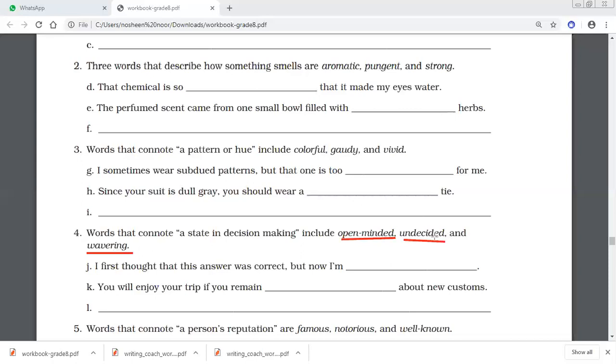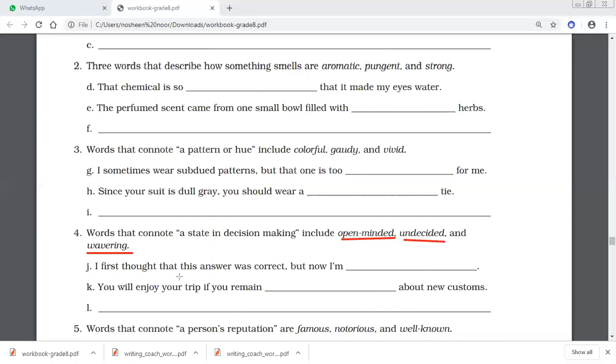And undecided is someone who has not decided, like he has not even thought if it is right or wrong. He's just undecided. He cannot decide. And open-minded is someone who can easily decide, who can accept, who can go with the flow, who can accept new customs. Okay, so let's do the sentences.